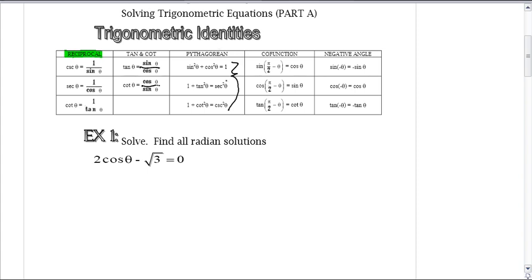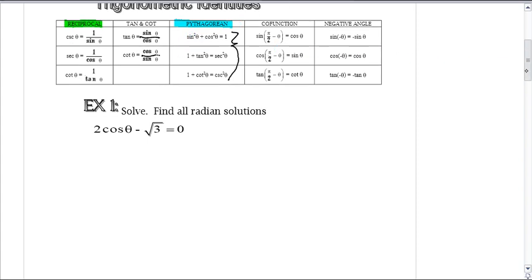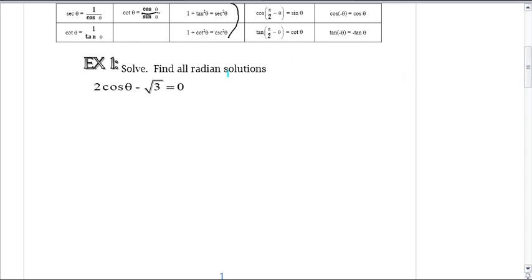So we're probably not going to use the Pythagorean properties in this video. I'll have a video on how to basically get one from the other. So let's go ahead and take a look at our first example. It says find all the solutions in radians. Okay, so we're going to treat this much like we did in Algebra 1. We're going to solve for theta.